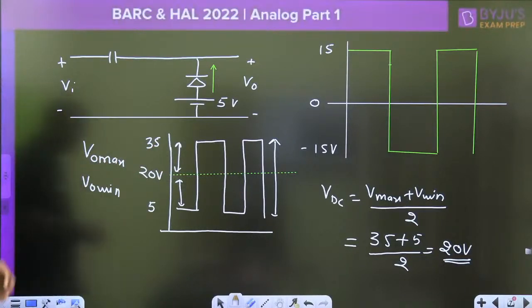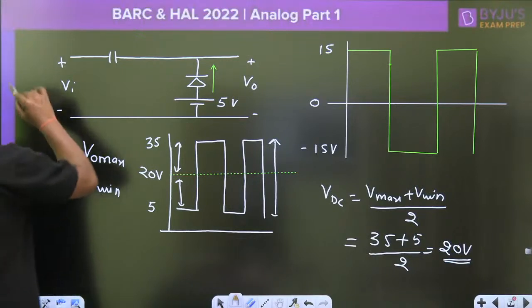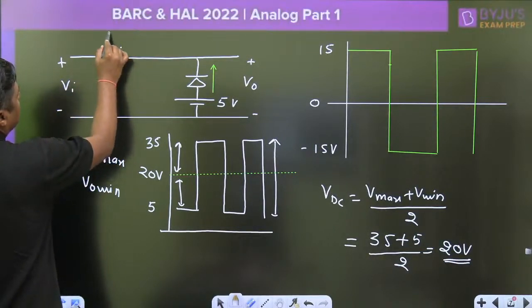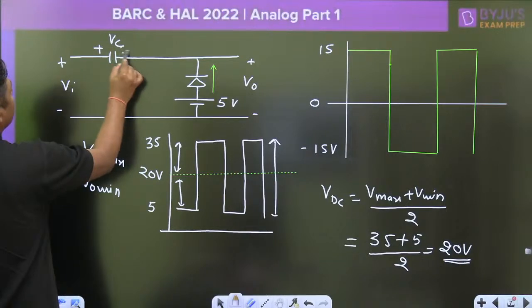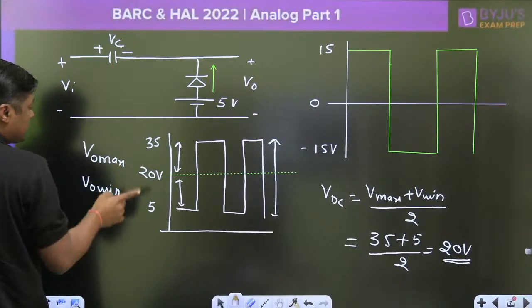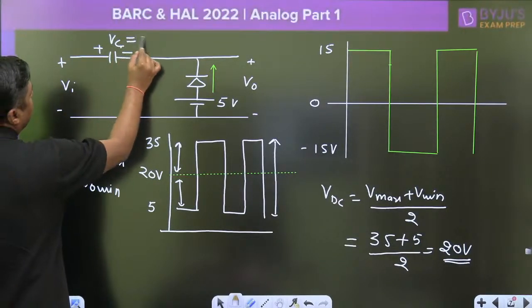Okay, now if 20 volt is the DC level, simply what is the voltage across the capacitor? What is the voltage across the capacitor? When we are calculating the VC, then always remember, if it is a positive clamper, this will be a negative value, minus 20 volt.